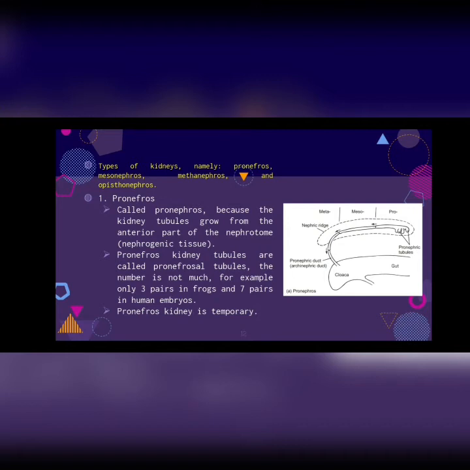As I said before, it becomes the adult kidney in a few fish, but is usually replaced during embryonic development by the mesonephros.